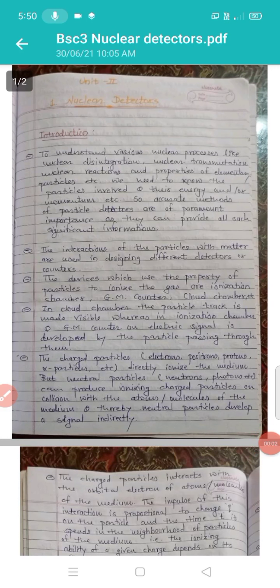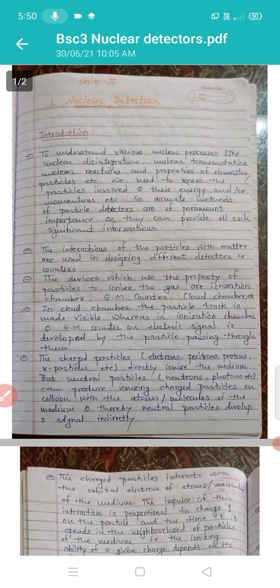Hello everyone. Today we start unit two, nuclear detectors. In the first unit we learned the particle accelerators. In that we learned the cyclotron, synchrocyclotron, and betatron. These are the particle accelerators. In this unit we learn the nuclear detectors.